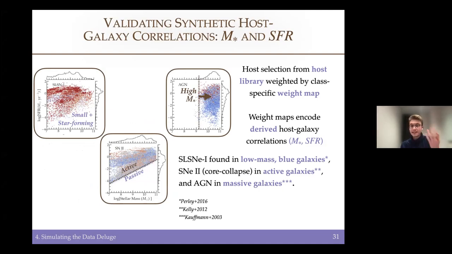Type 1 superluminous supernovae, as I mentioned at the very beginning of this talk, we'd expect to find in small star-forming galaxies, so pushed toward the top left of this plot. Type 2 superluminous supernovae, these are core collapse events that you'd expect to find predominantly in active hosts. And you see this, we've encoded a cut above this specific star formation rate line. And then top right, this is a correlation that we've embedded from previous papers finding that AGN occur statistically in higher mass galaxies than lower mass galaxies. And so all of these are signs that we've encoded correlations that seem to make sense based on the literature.